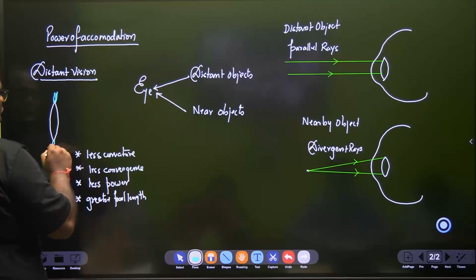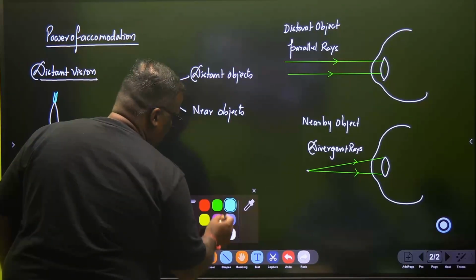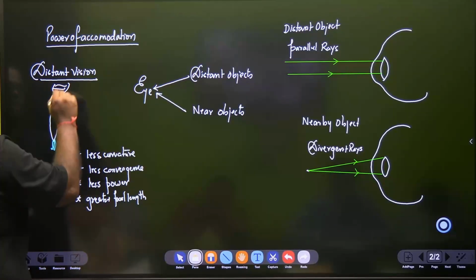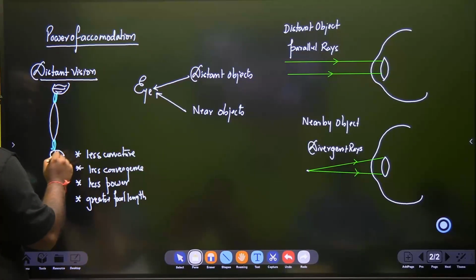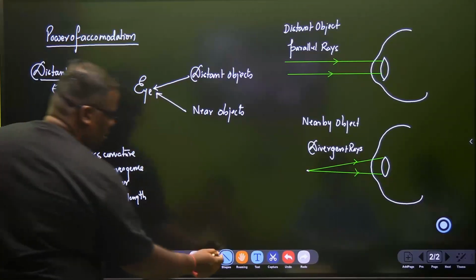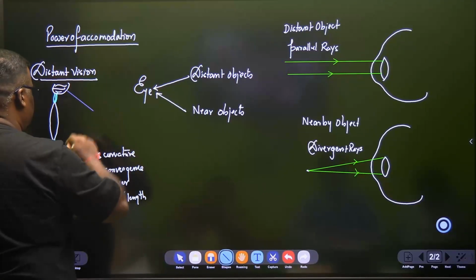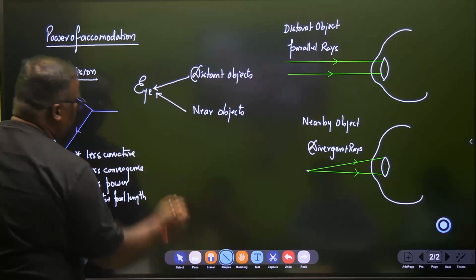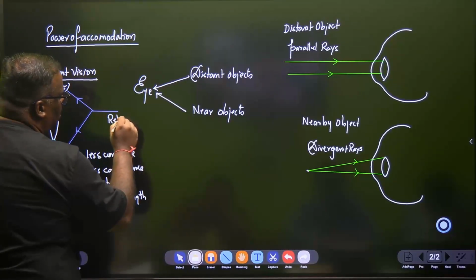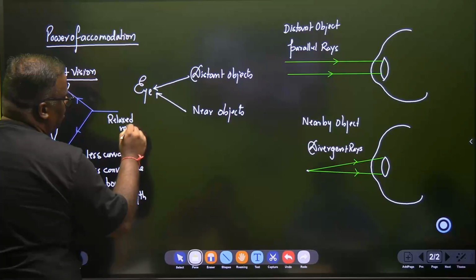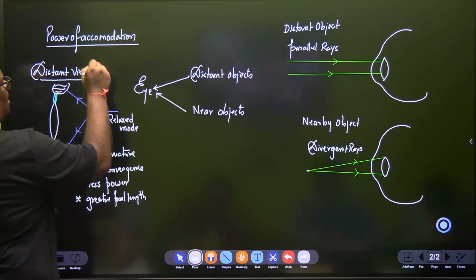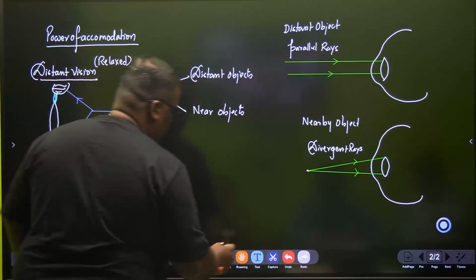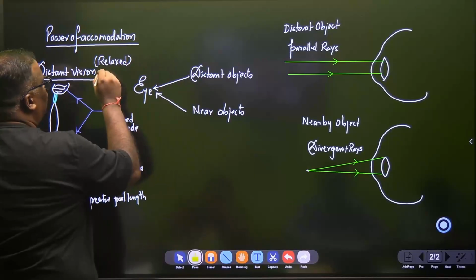And during this moment, if you look at your suspensory ligaments, they will be in stretched mode. However, as I told you, our important thing will not be the suspensory ligaments, it will be the ciliary muscles. So these are my ciliary muscles and these are my ciliary muscles. Both the ciliary muscles will actually be in relaxed mode. So a distant vision is actually the eye is relaxed. In other words, we say that the eye is unaccommodated.